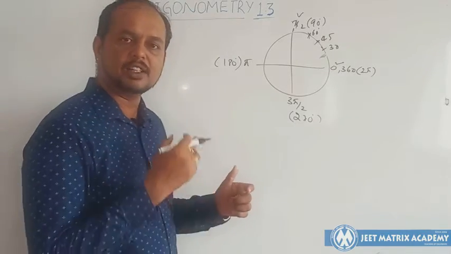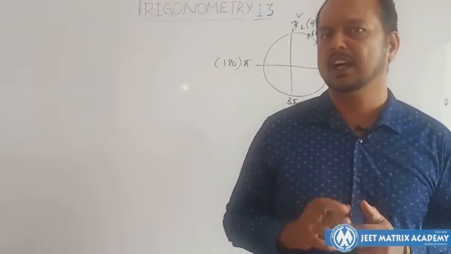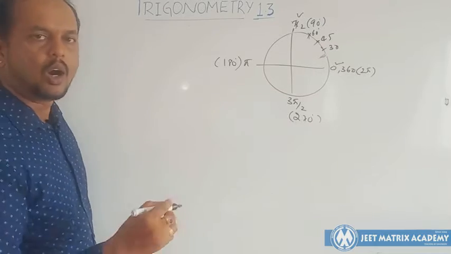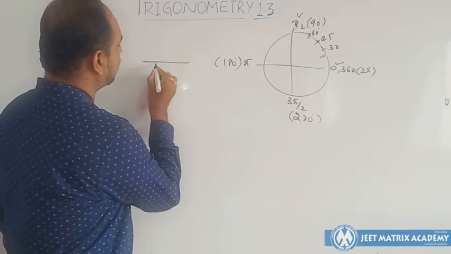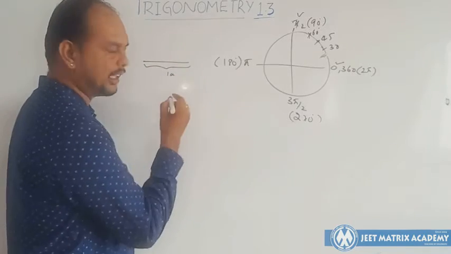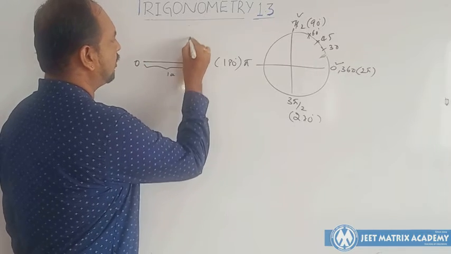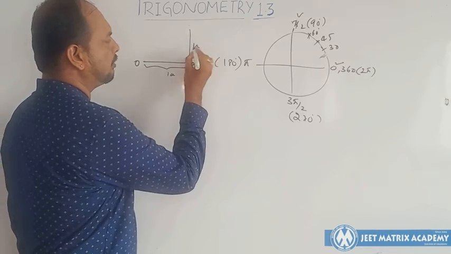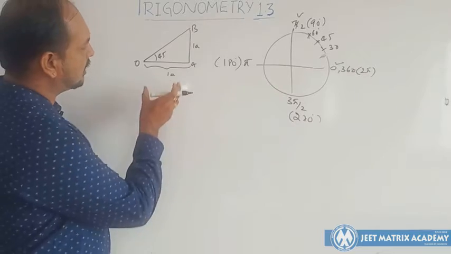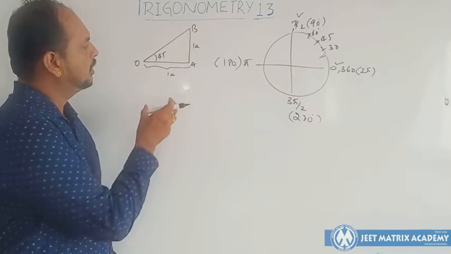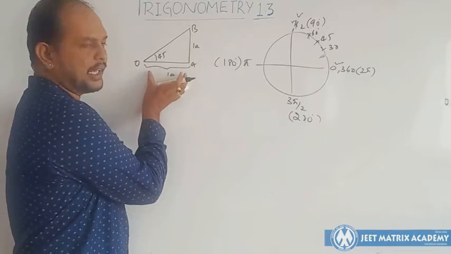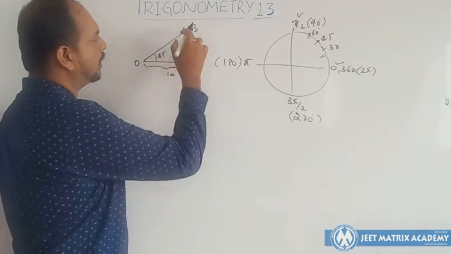So what exactly are the values for sine and cos as well as tan, and for the rest of the three angles. We'll see 45 degree. So how to do it? Consider a line with a length of 1a, you can take anything. This is 0, this is a, and if you draw, this will also be 1a for 45 degree. This is 45 degree, this is b. So this is the base, this is a, the opposite side, and what about the hypotenuse?